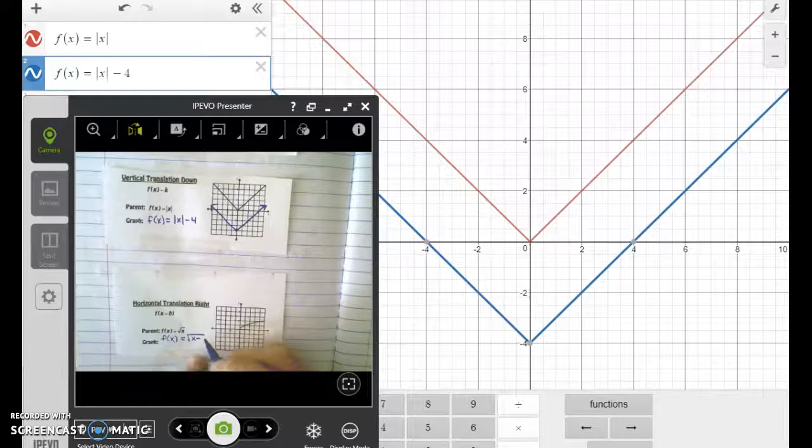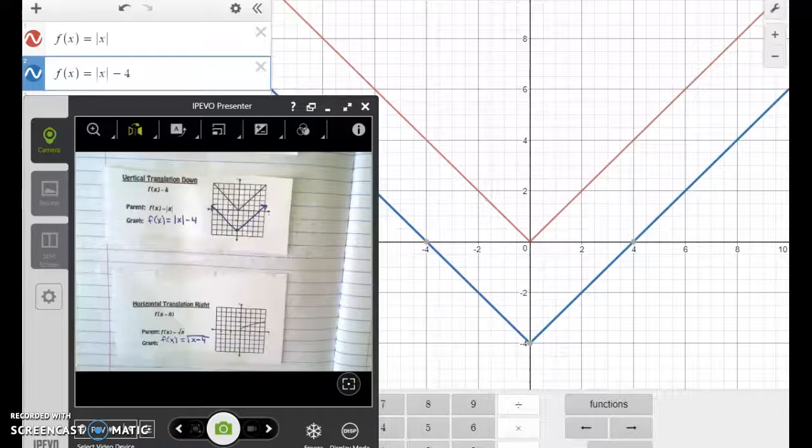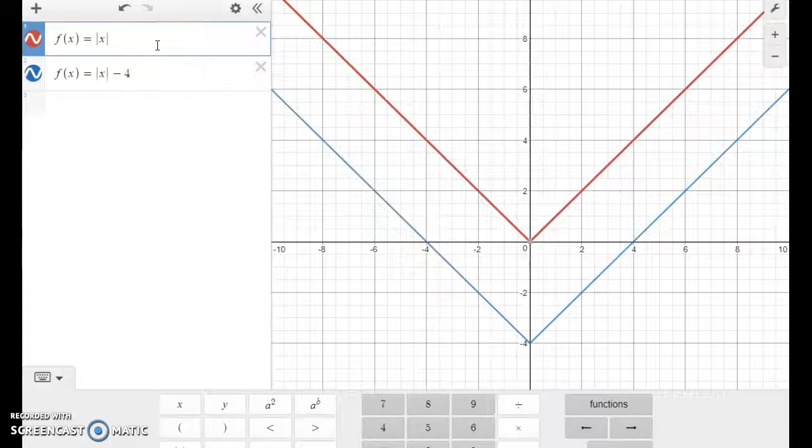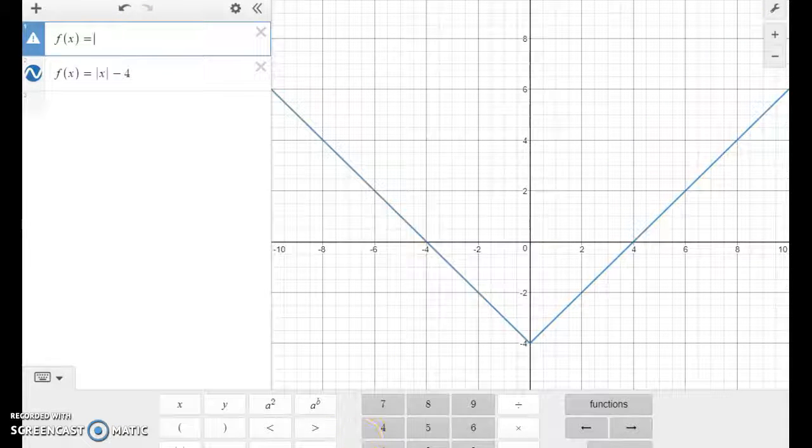let's move it 4 units to the right. I'm going to do the square root of x minus 4. Notice the minus 4 is underneath the square root. There is a difference when it's outside of the square root. Then it would just be moving it up or down. So let me type that into my graph. Let's see what we get. We get the square root of x. There's the parent function.